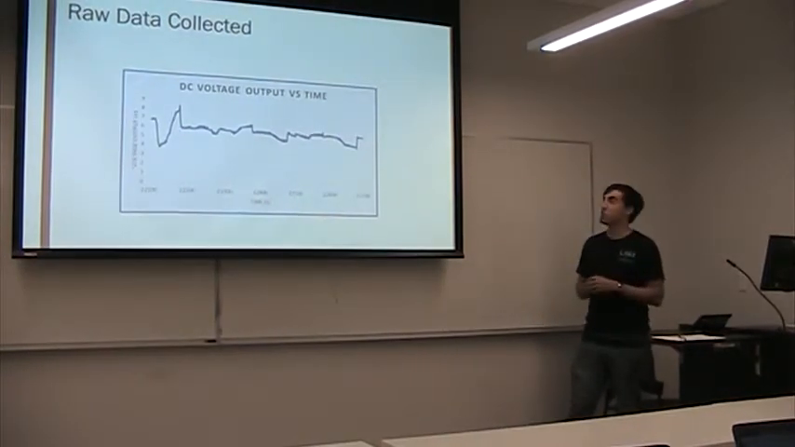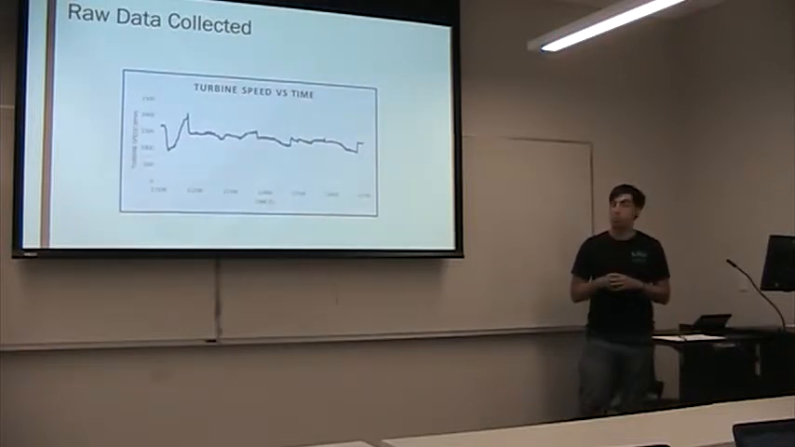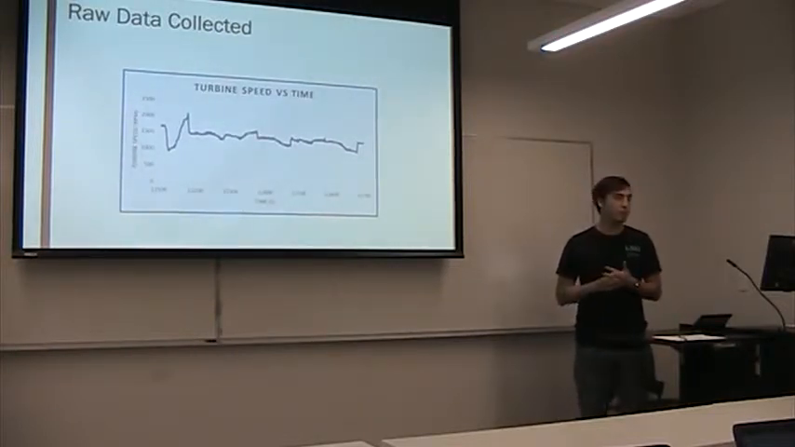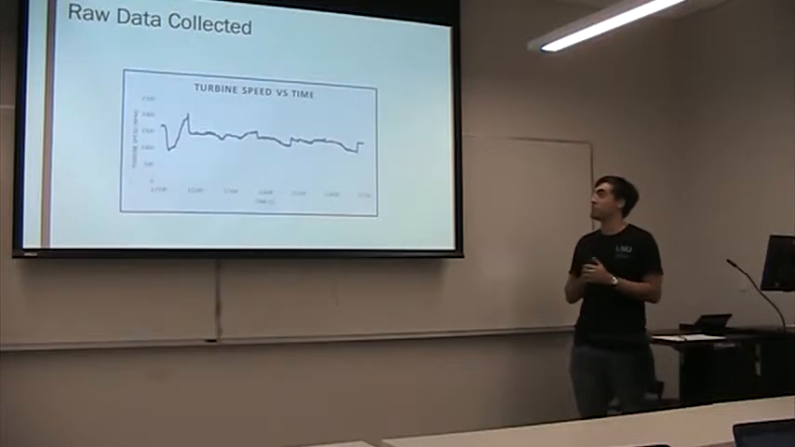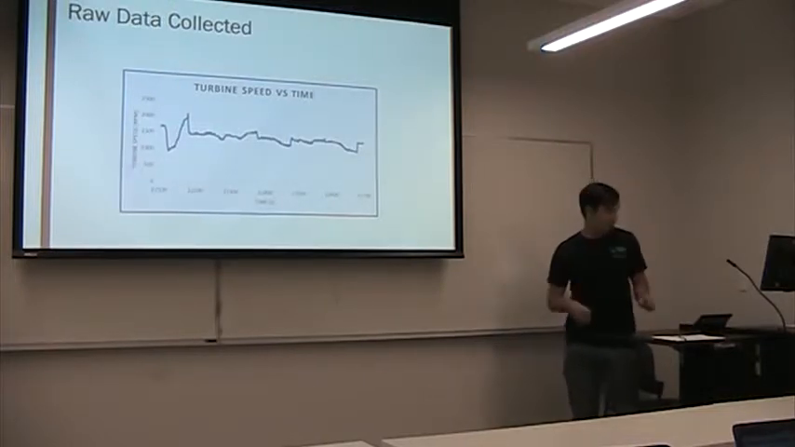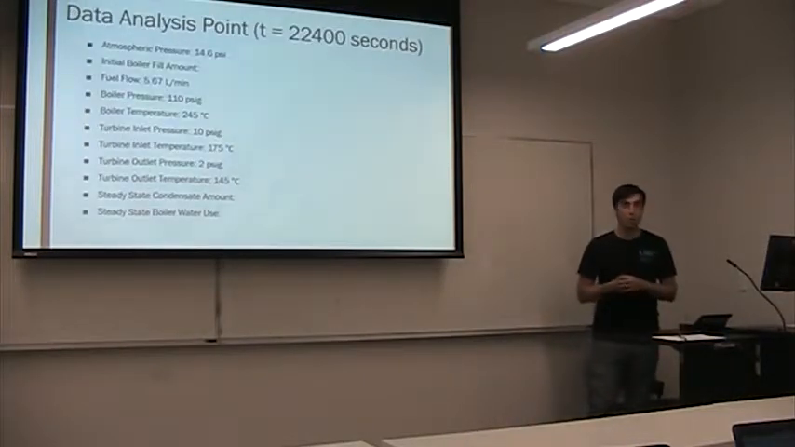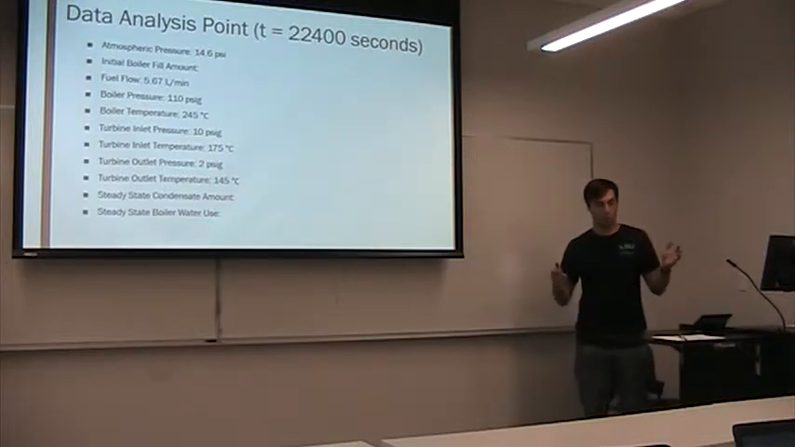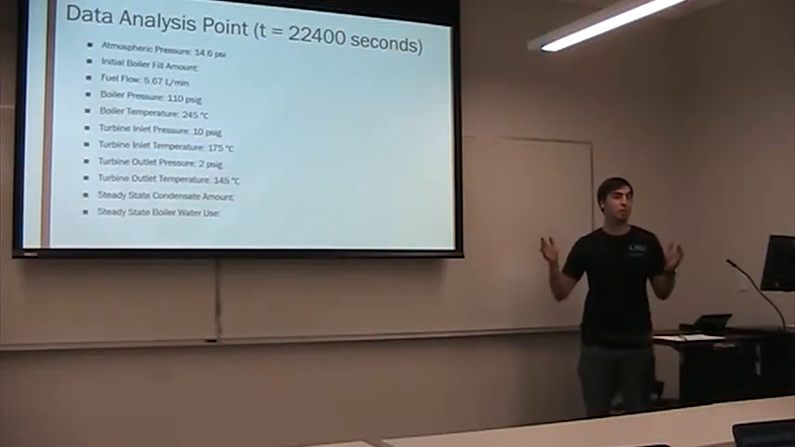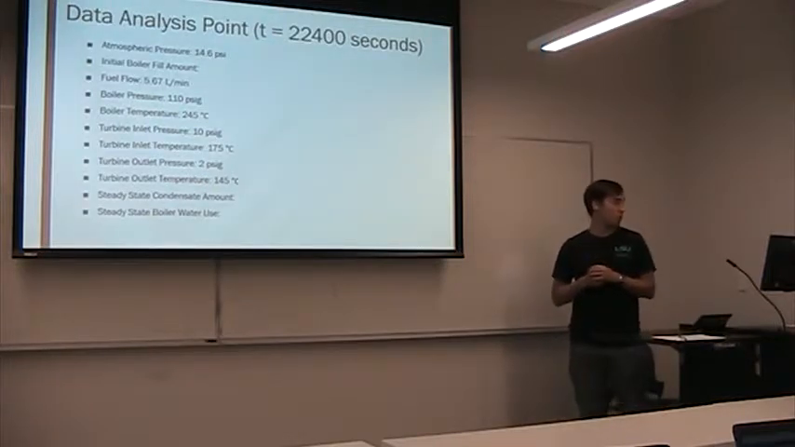Again, voltage you can see pretty easily. It's in that same range as well. And then finally, the turbine speed was what I was able to really see where we're at steady state from. It's in that same time frame. So for the data analysis point, from that last graph, I basically just took the end and the beginning, divided by 2, and did the analysis point in the middle.